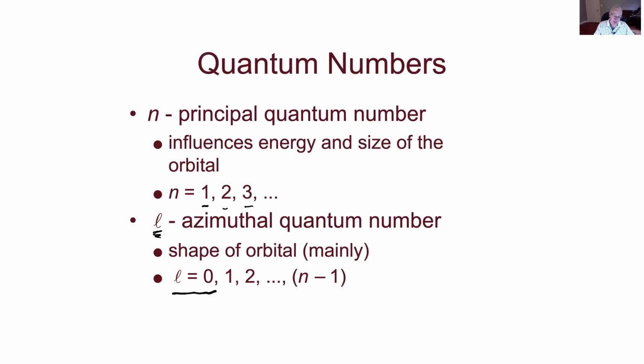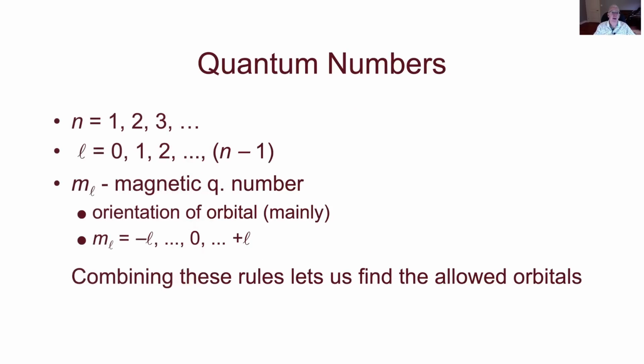It gets a little complicated because the allowed values of L are that it starts at 0 and can go up as high as n minus 1. So the bigger n is, the more possible L's I'm going to get. This we will come to see is largely responsible for how the periodic table looks, and why, as we go down deeper into the periodic table, we get more elements showing up in a row. So those are the first 2 numbers, n and l, and the rules for them.